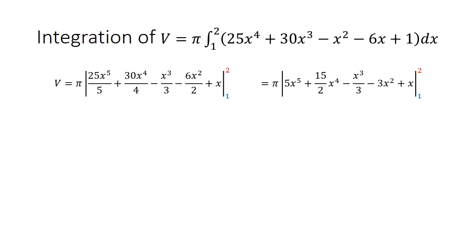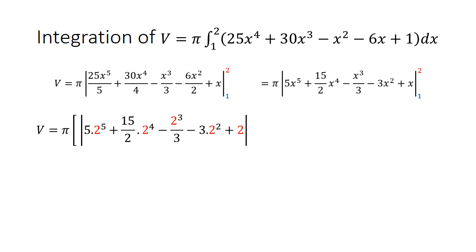These are tidied up, so 25 divided by 5 gives us 5. 30 over 4 reduces to 15 over 2. And minus 6 over 2 reduces to minus 3. In the next step, the upper and lower limits will be substituted in for x. In this case, the upper limit is put in, it's shown in red, and then you subtract; the lower limit is put in, and it's subtracted.